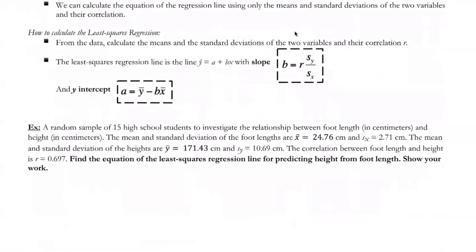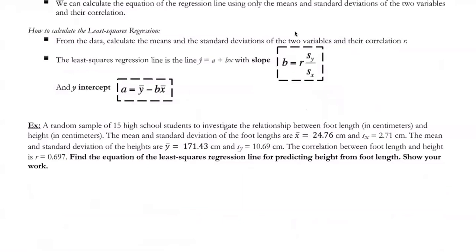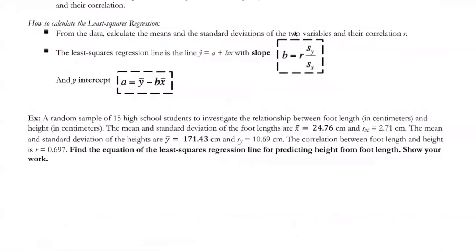Now it says how to calculate the least squared regression. So from the data, you could calculate means and standard deviations of the variables, right? You can put it into your one-bar stats and whatnot, but more than likely they're going to be giving you those things instead of the data and still ask you for the equation of the least squared regression line. So these formulas are on your formula sheet.